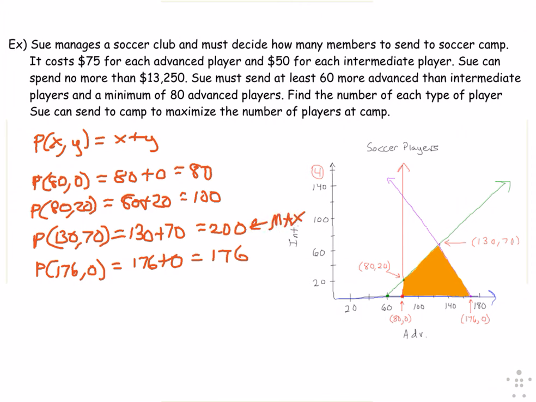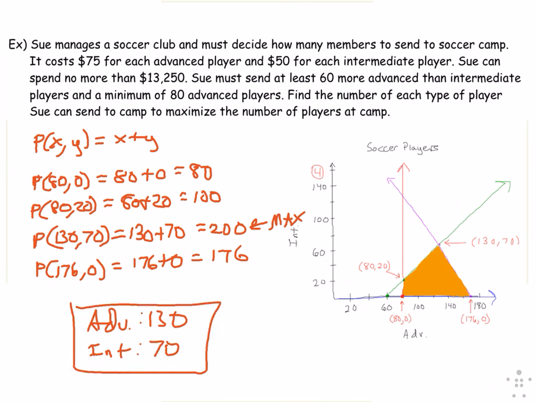And so we should send, remember, x represented advanced players. And that means we should send 130 of those. And intermediate was y. And so we should send 70 of those.